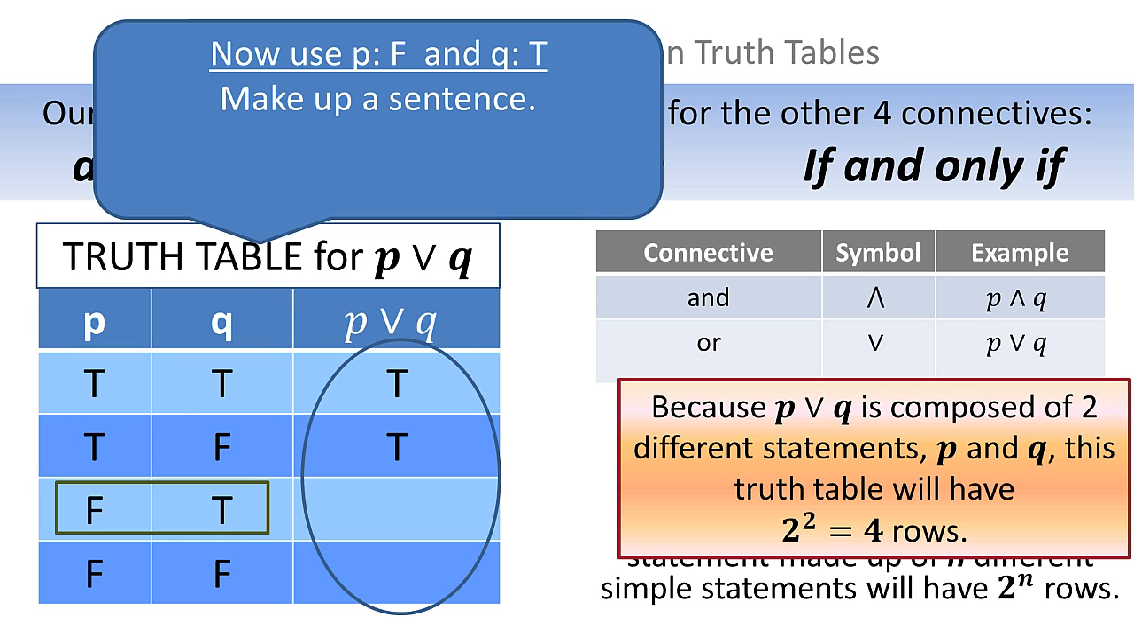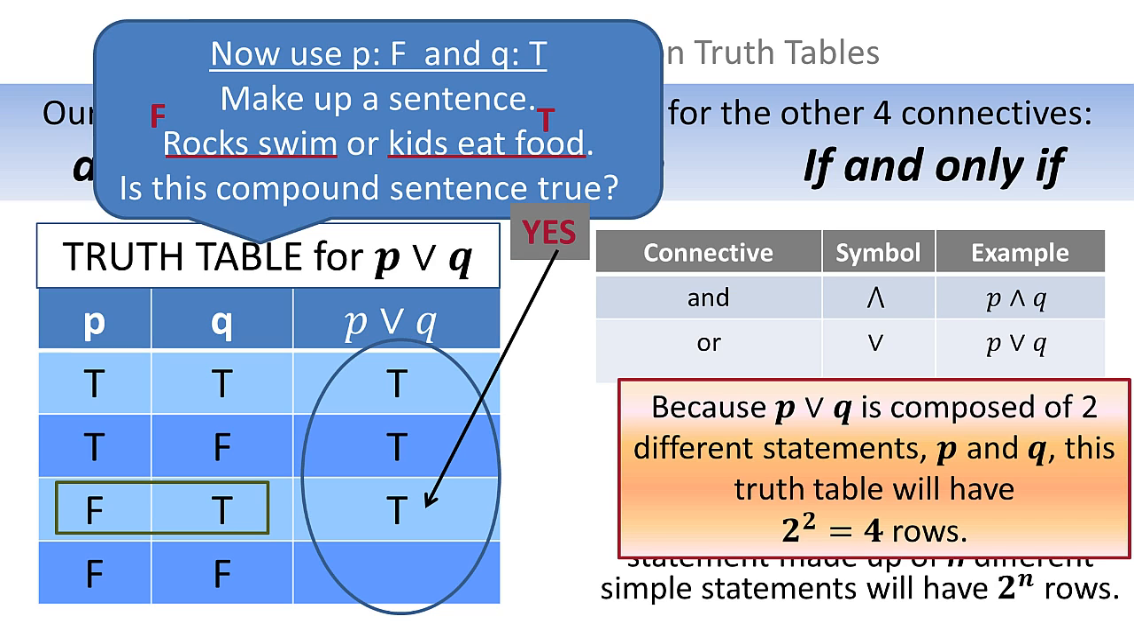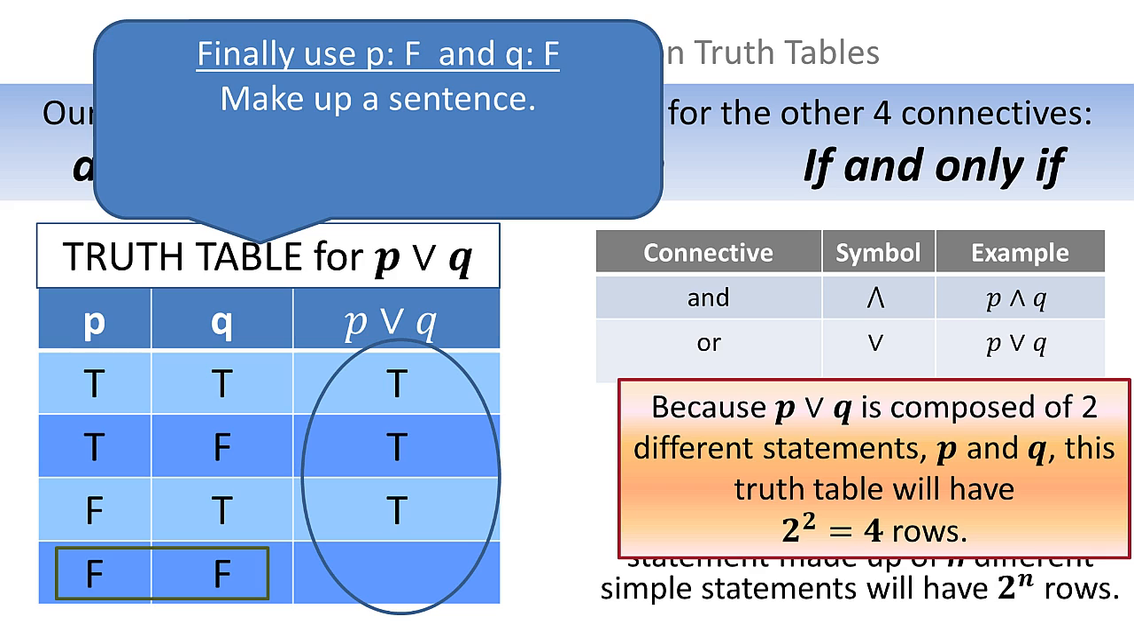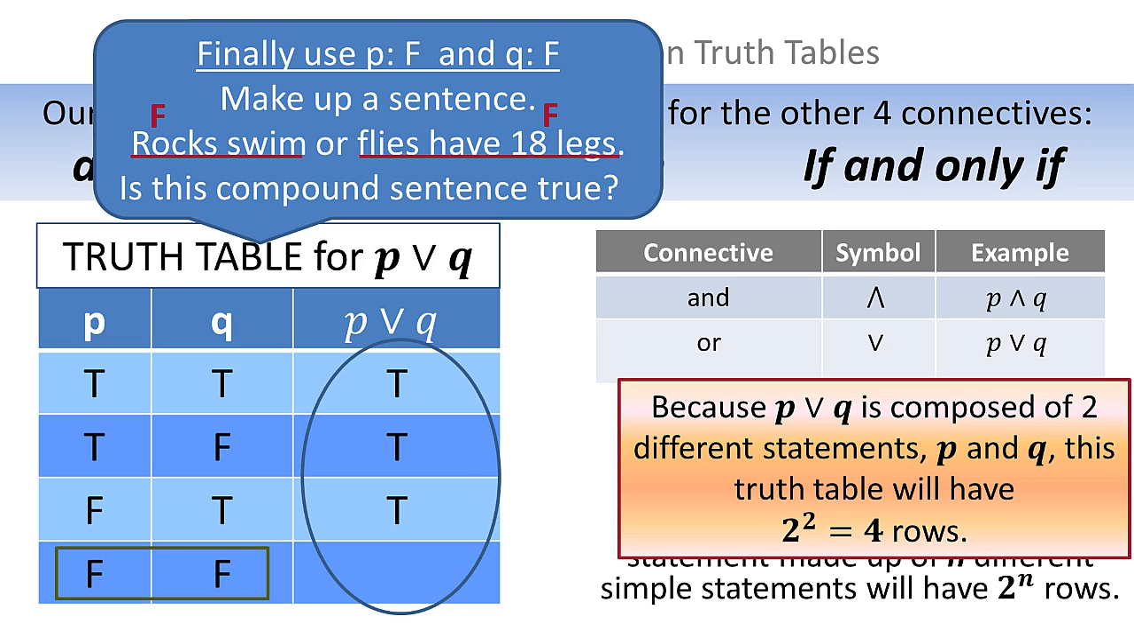So if I go to the third line, which I reverse it, I still have one false and one true, so I might say rocks swim or kids eat food, and that's again a false ored with a true. So if I say rocks swim or kids eat food, I think we would all agree that that is a true statement. And finally, the fourth row, make up a sentence with both pieces false. Rocks swim or flies have 18 legs, and I think we would all agree that that is a false statement.